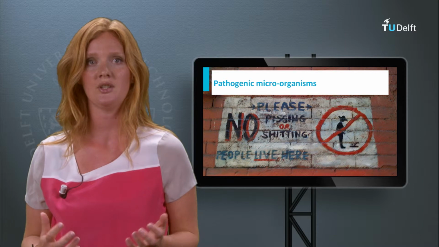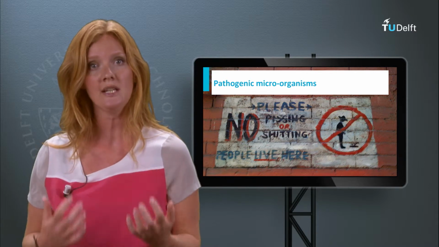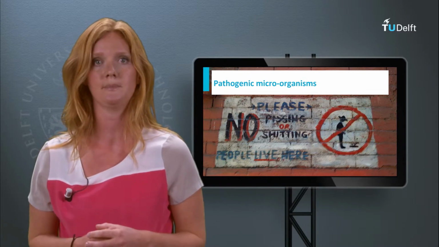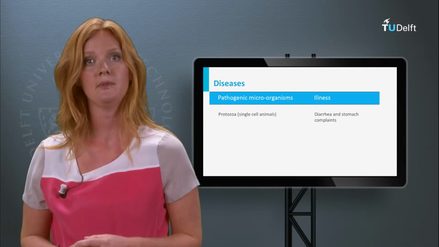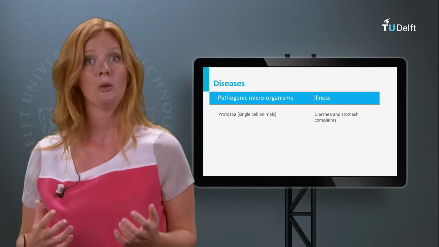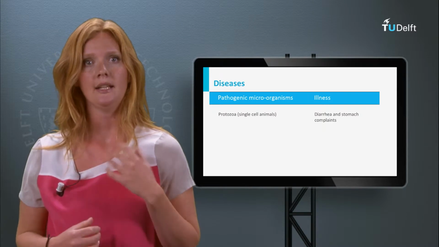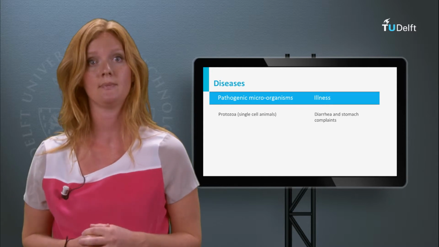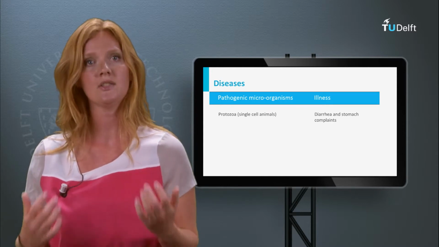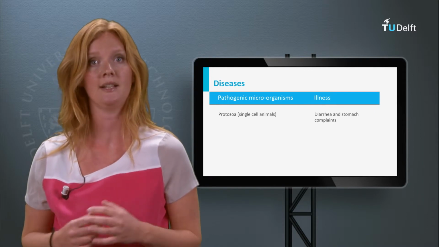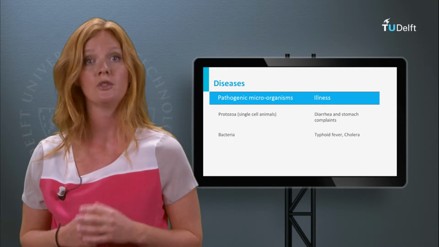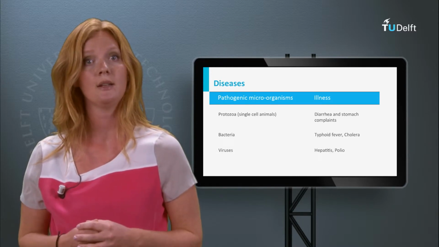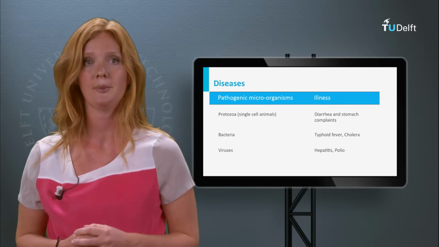An important source of pathogens in surface water is the continuous supply of untreated or not fully treated wastewater from domestic and bio-industry. Pathogenic microorganisms can cause different diseases, which may become epidemic rather quickly. They can be divided into three main groups, each with their own individual characteristics. Protozoa, which are single-cell animals and can cause diarrhea and stomach complaints. Bacteria, responsible for typhoid fever and cholera. Viruses, the smallest organism of these groups, and responsible for hepatitis and polio.